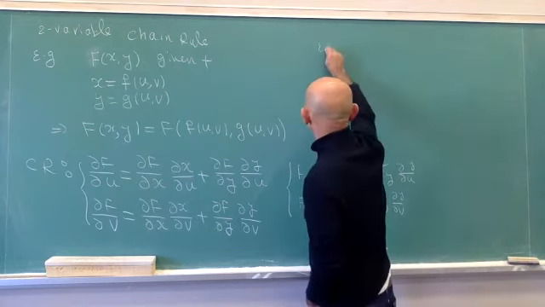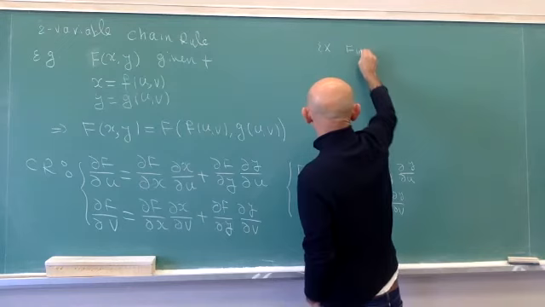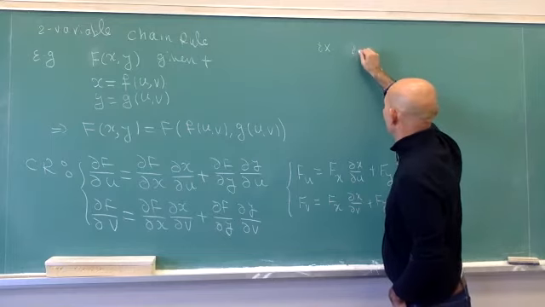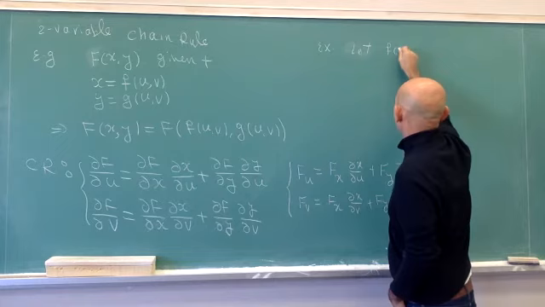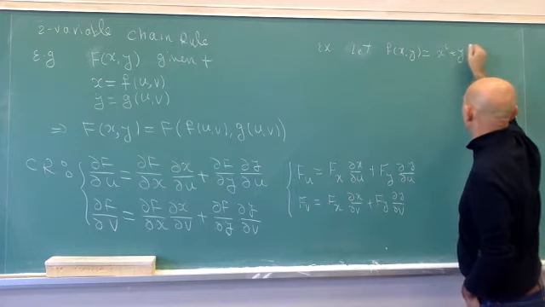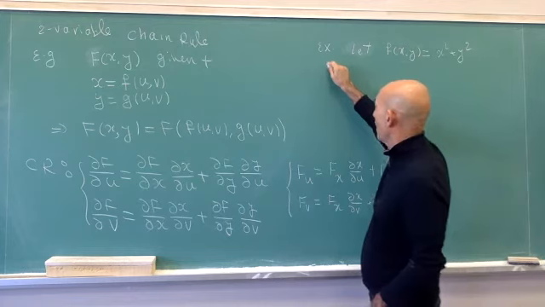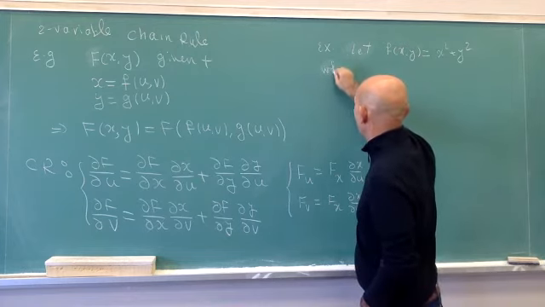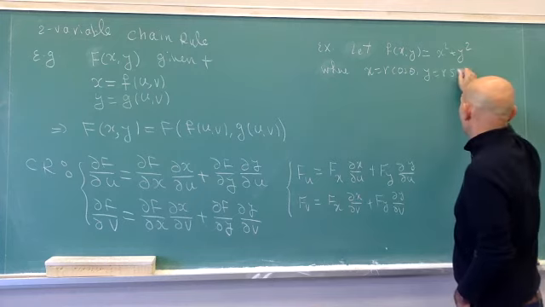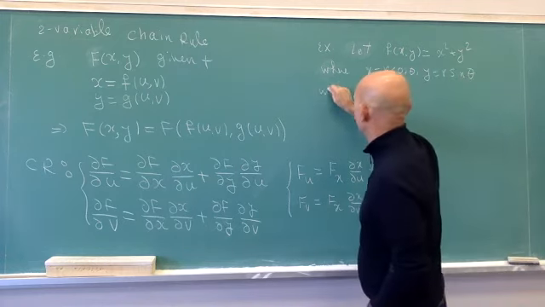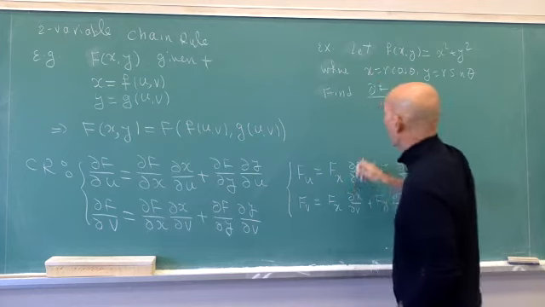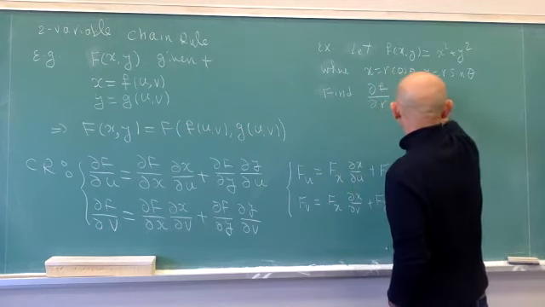So example, find, so I'm saying that f of x and y equal to x squared plus y squared, find, where x is equal to r cosine of theta, y is equal to r sine of theta. Find df dr and df d theta.